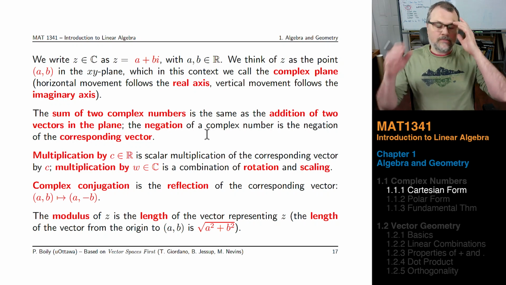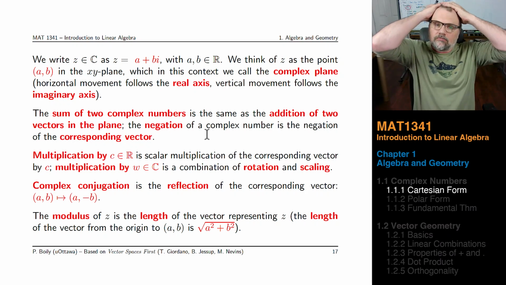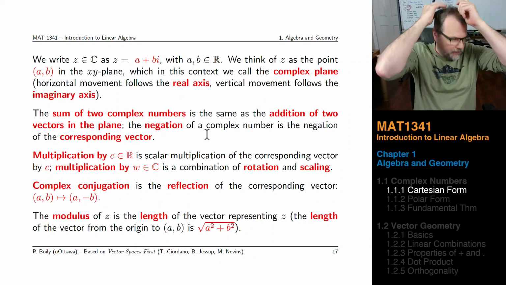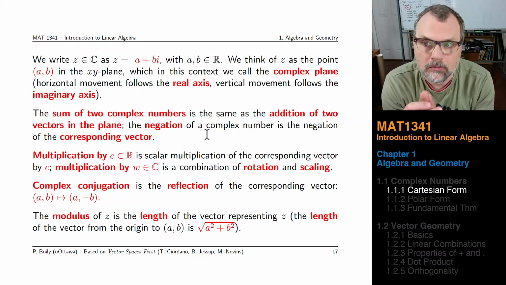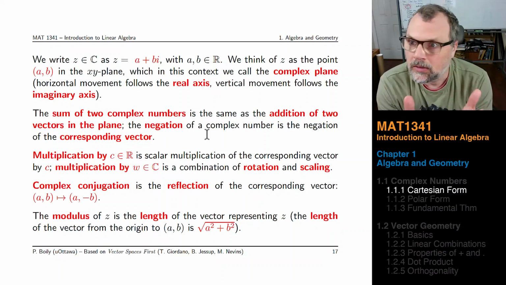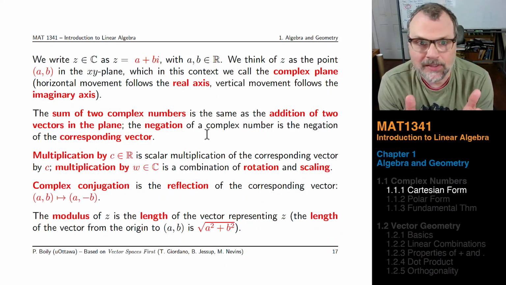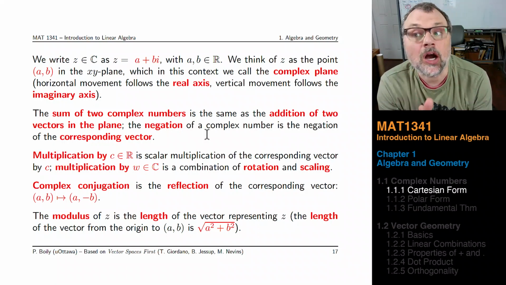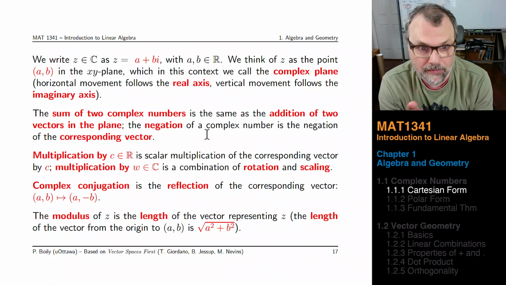So we write z, the complex number, as a plus bi. z is the point in that plane. And when we have explicitly made it so that the vertical axis is imaginary, then we think of it as the complex plane, not just a plane.